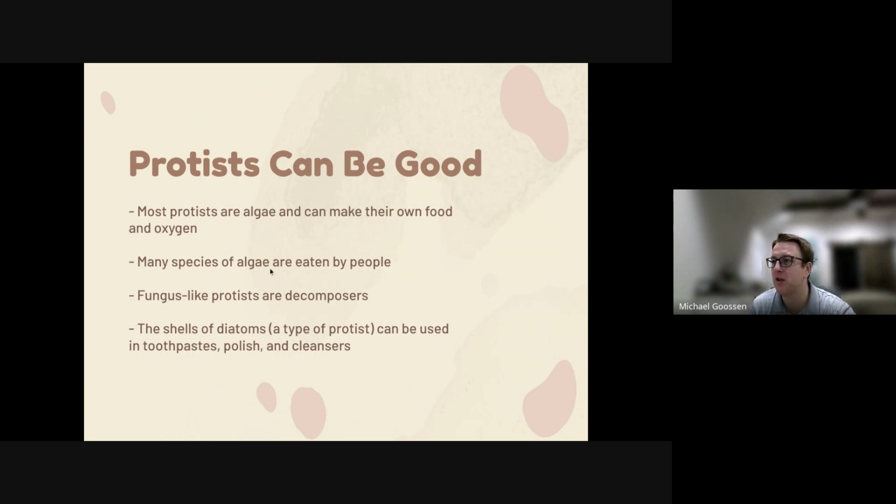So some ways that they could be good is they could be eaten by people, so they could be food for us. They could be decomposers, which helps get rid of dead stuff we don't want.